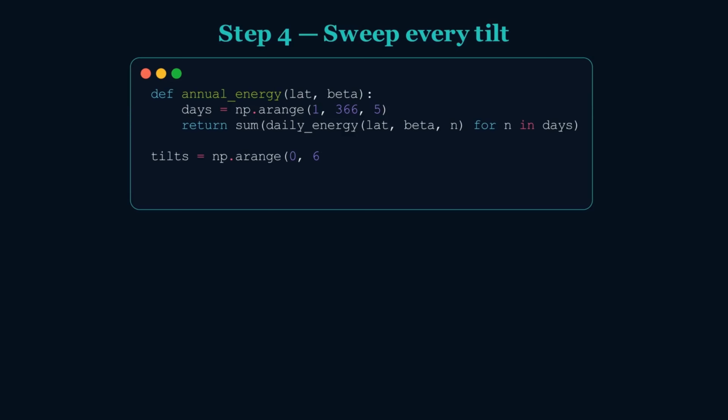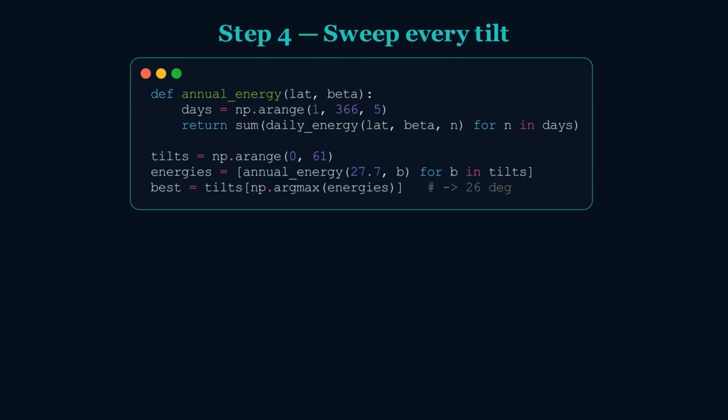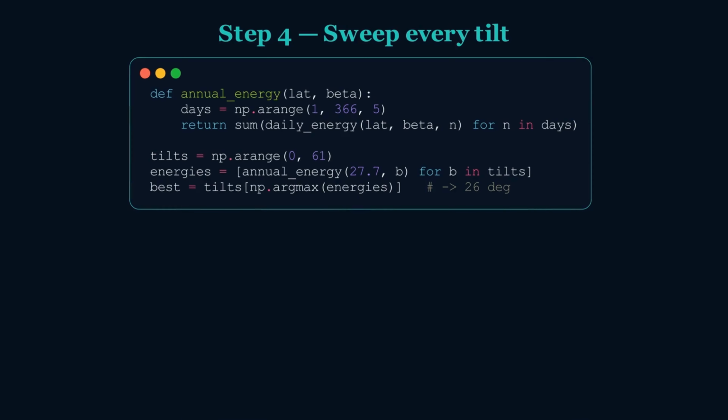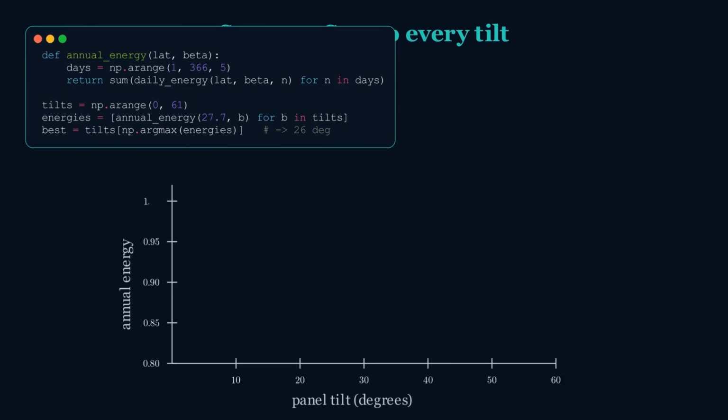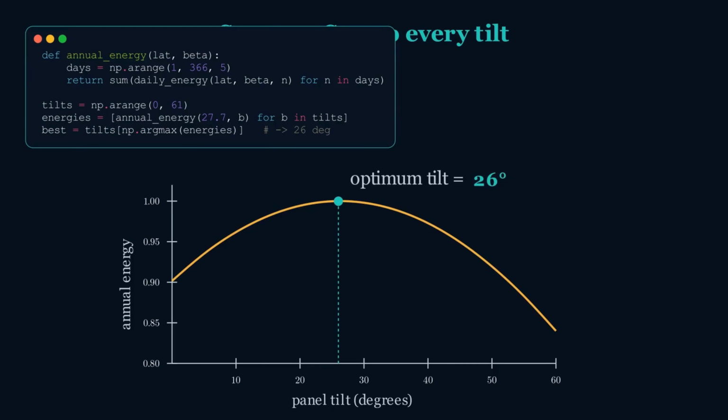Now we put it all together. For every possible tilt, from flat to steep, we add up the energy collected across an entire year. Then we just ask Python which tilt wins. Plot the result, and a clear shape appears, a gentle dome. Energy climbs as you tilt up off flat, peaks, then falls away as the panel gets too steep. And the winner? 26 degrees. That's the tilt that captures the most energy over the whole year, for Kathmandu's latitude.